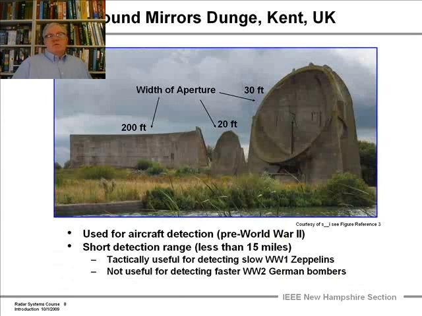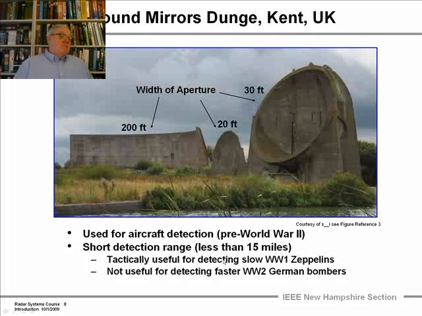Over in Great Britain, just before World War II, the British got quite serious because this is what they saw as, gee, this is all we've got. And they built huge sound mirrors. This is in Kent, in the UK. These are the remnants of sound mirrors that were built a short time before World War II. And even with a 200-foot parabolic receiving aperture, where an operator would sit at the focus of the parabola with earphones listening out, the detection range was less than 15 miles.